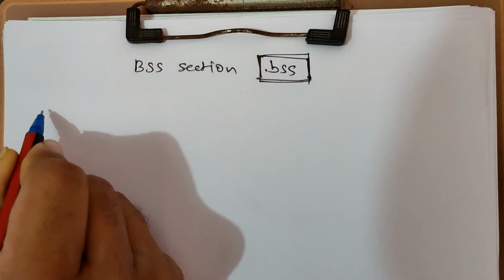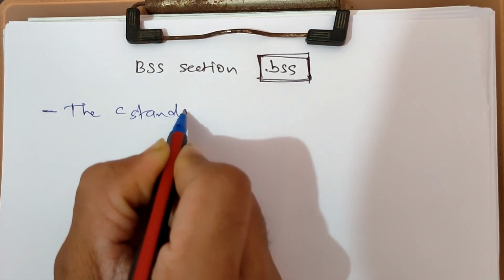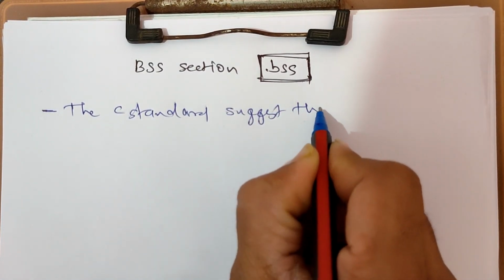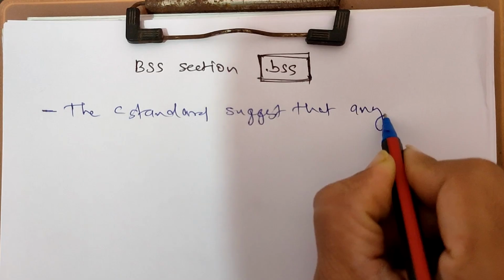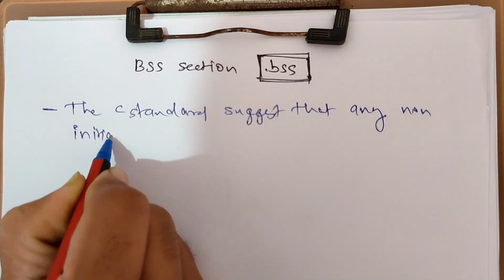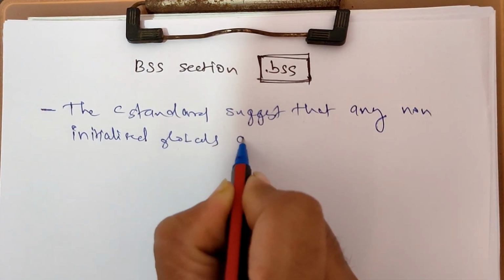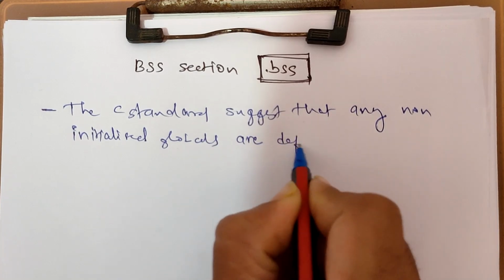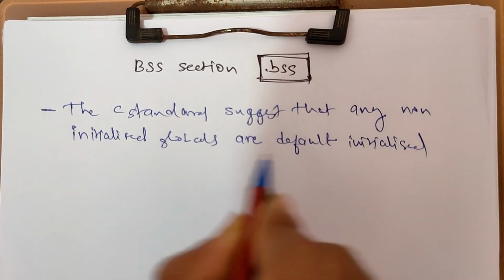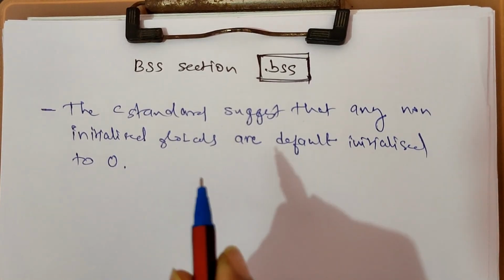So as per the C standard, any non-initialized globals are default initialized to 0. So you should understand this statement.